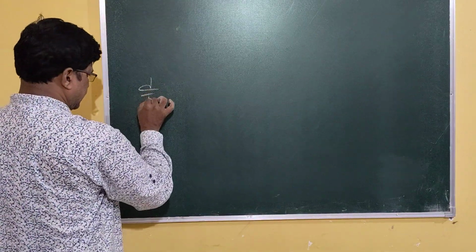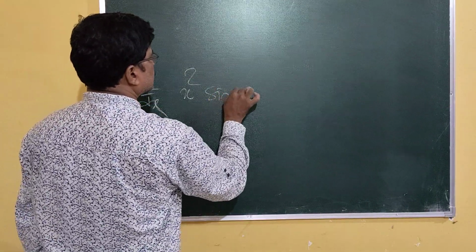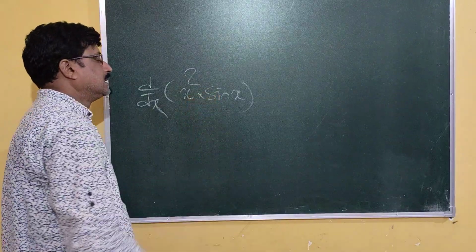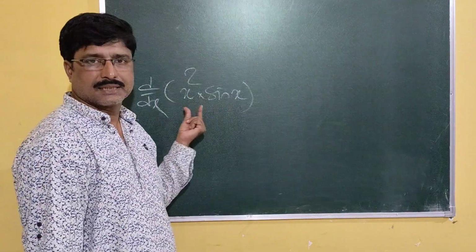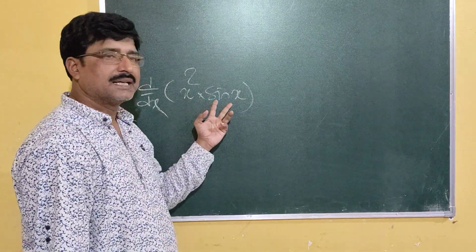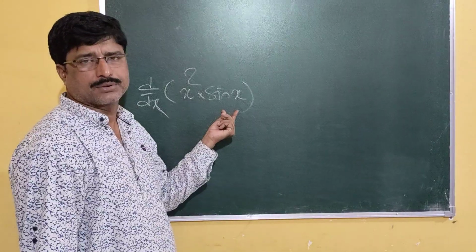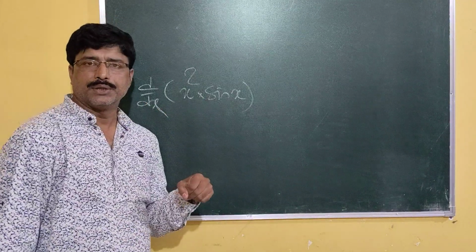Let d by dx of x square sin x. Just check. Here x square and sin x, there are two functions. X square is an algebraic function. Sin x is a trigonometric function. So we have to take the u and v method. That means derivative of u into v.